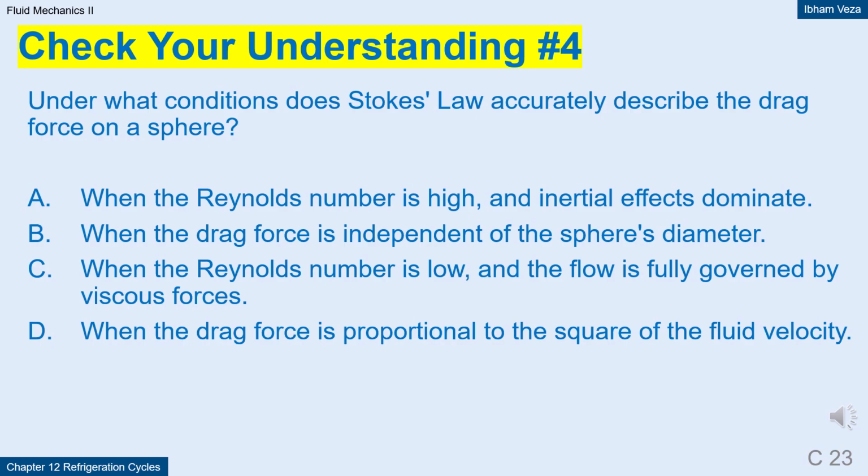Explanation of why other answers are wrong. A. When the Reynolds number is high and inertial effects dominate. Incorrect because Stokes' law applies in low Reynolds number conditions where inertial effects are negligible. B. When the drag force is independent of the sphere's diameter. Incorrect because Stokes' law states that drag force is directly proportional to the sphere's diameter.